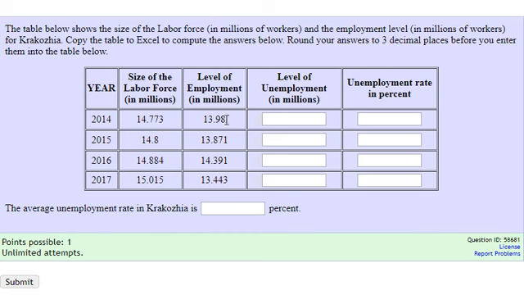Now, to be considered employed, you either have to work 15 hours or more for no pay in a family-owned business, or you have to work at least 1 hour a week for pay. So I've already copied the data into Excel.